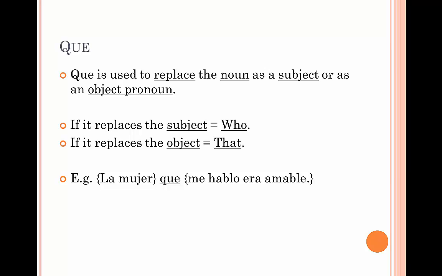The first clause, which is the main clause, is the woman. What did the woman do? Well, that's the dependent clause. Me habló, and she was nice. So that is the dependent clause. The woman that spoke to me was nice. Que separates this. Now, because we're talking about the subject, who is the woman, que means who.